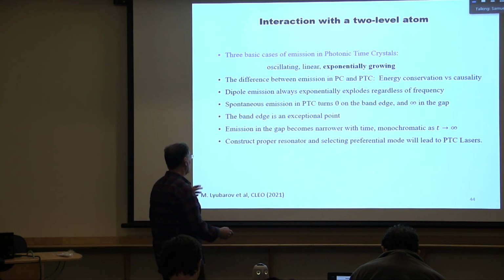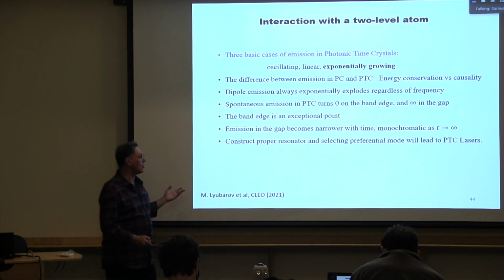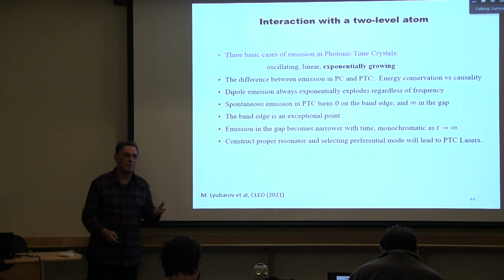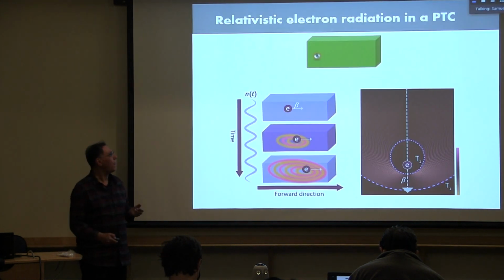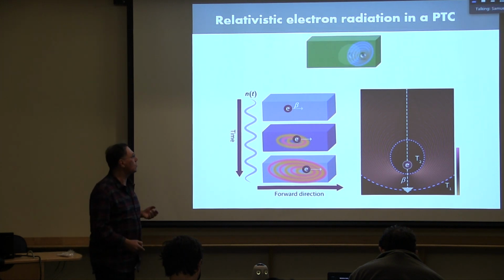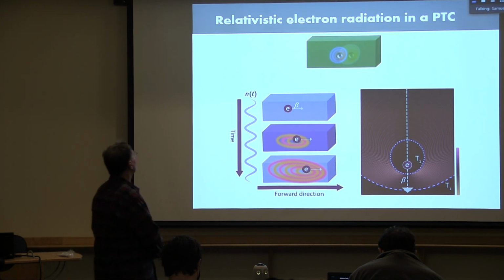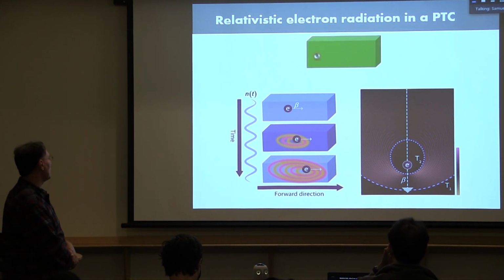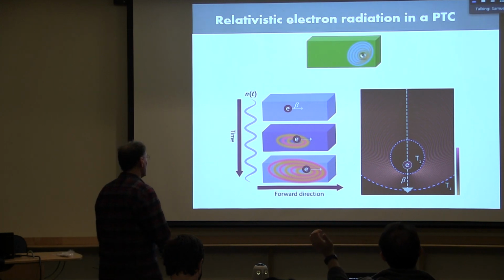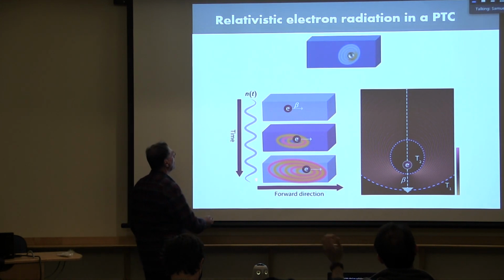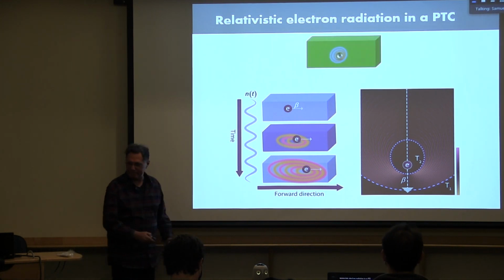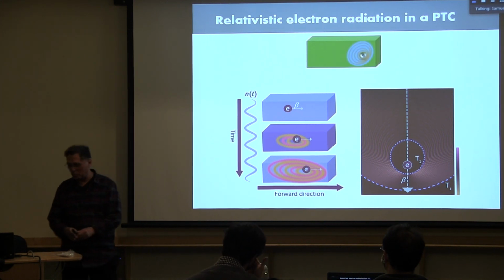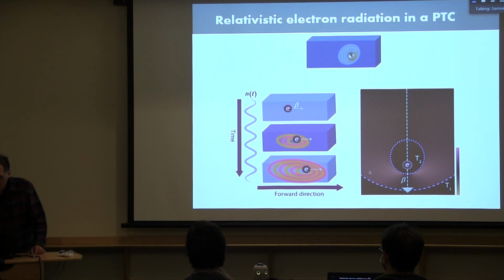And the final one is, let's construct a proper resonator and select a preferential mode and have a laser that has no atomic resonance whatsoever, started by quantum fluctuations. The next part is like Cherenkov, that's relativistic radiation in a time crystal. So what you see here is, practically speaking, Cherenkov radiation. Maybe I have better slides on that. Let me show you slightly different slides.